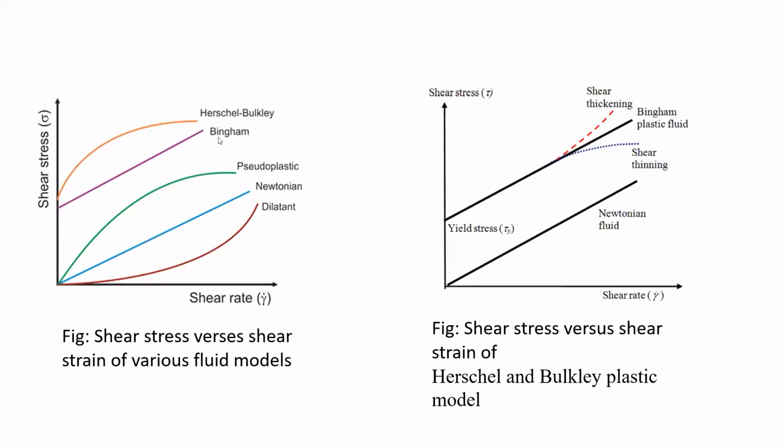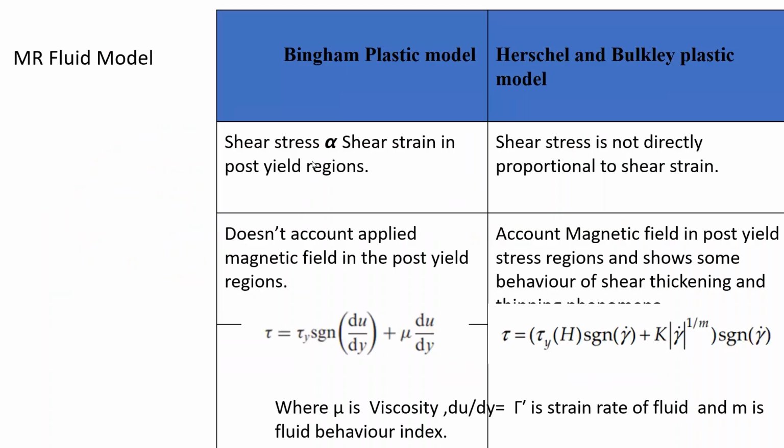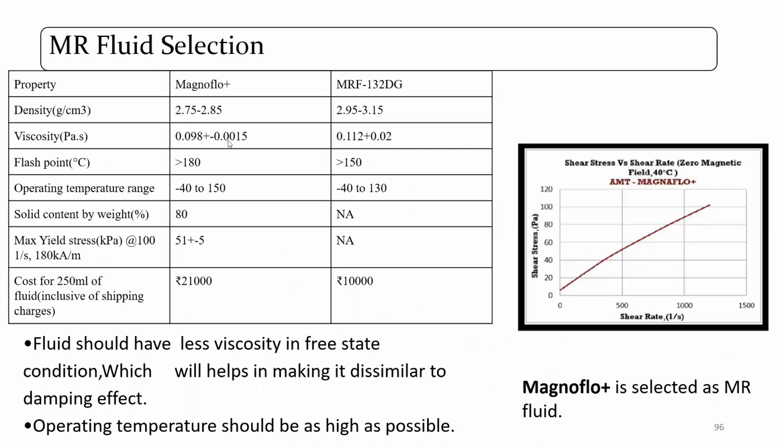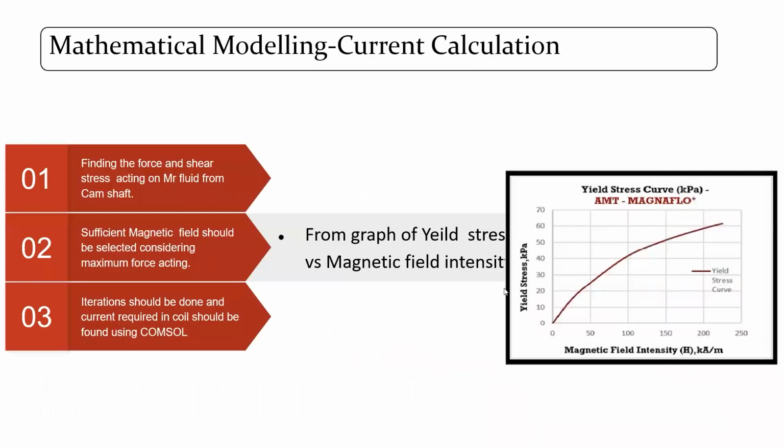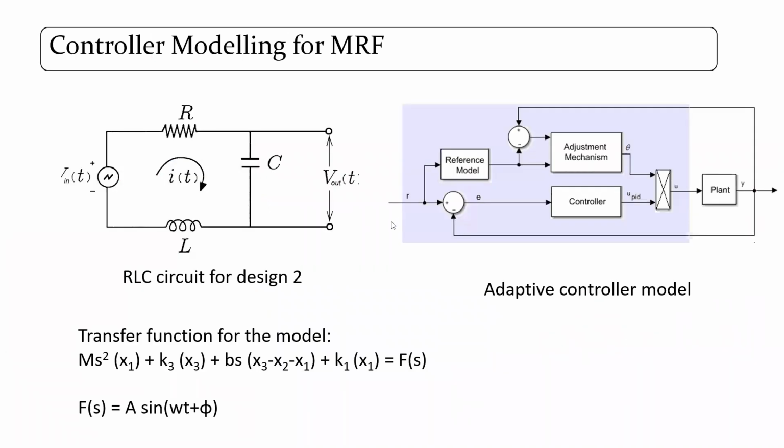These we have all covered already: the Herschel-Bulkley model, the Bingham model, and so on. The same thing we have modeled using the Herschel-Bulkley model, and the same process is repeated here for selection of the fluid and mathematical modeling. As earlier, a control strategy has to be developed for controlling, because this is an engine. Real-time control is required, so a control strategy has to be developed for this engine.